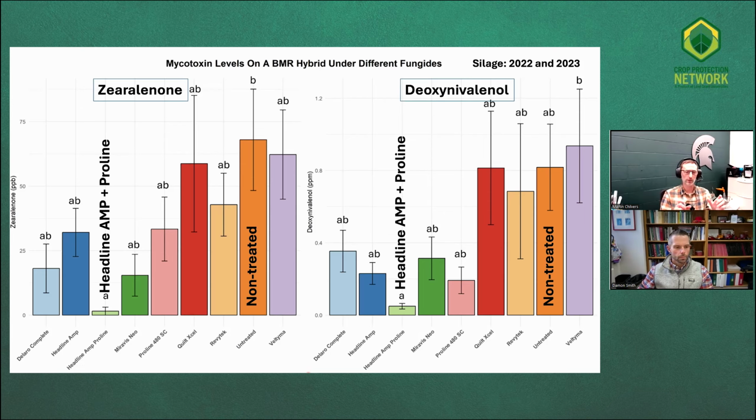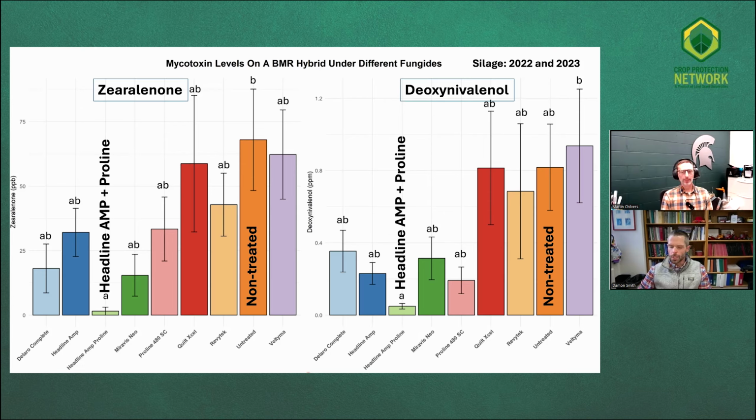I just want to make a quick note that Headline AMP includes metconazole, which was a product used in wheat head scab management. And so maybe because we've got metconazole plus that Proline, basically a 2x DMI system, we're perhaps getting that reduction in mycotoxin. I just thought it was really intriguing, and we're certainly trying to explore this further in our grain corn and our silage work too.